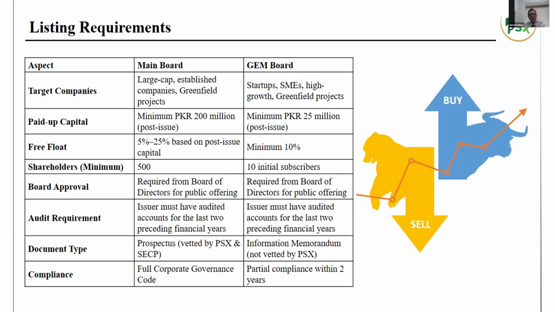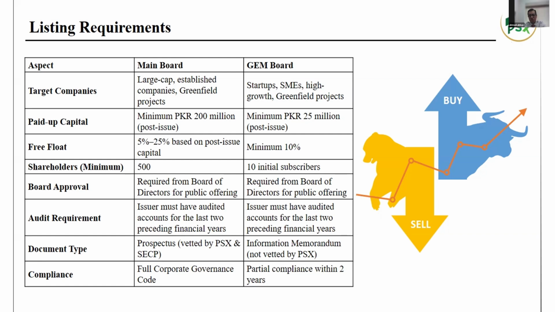And then there are free float requirements for the main board. A company starts from 5% and that goes up to 25%. And for the GEM board, it's a minimum of 10%. And then there are the number of shareholders. For the main board, the number of shareholders has to be 500, whereas for the GEM board, there can be 10 initial subscribers. Obviously, board approval is required for any company to go for listing, whether it's coming on the main board or the GEM board.